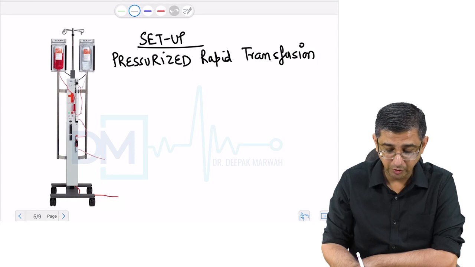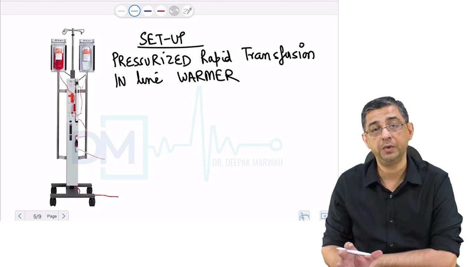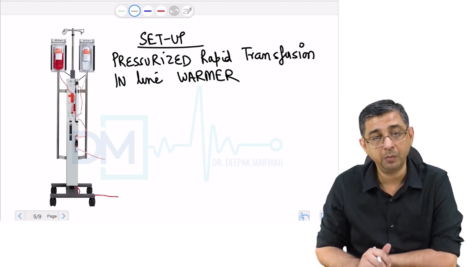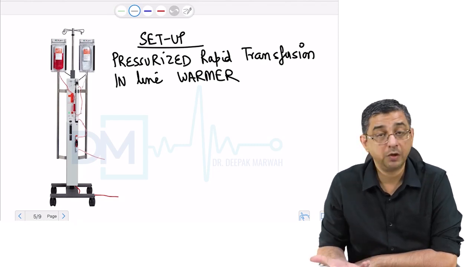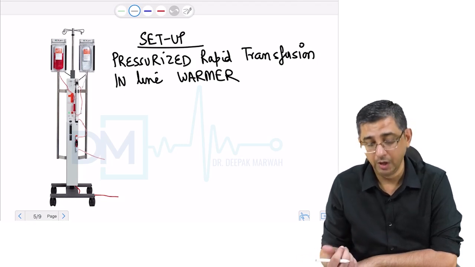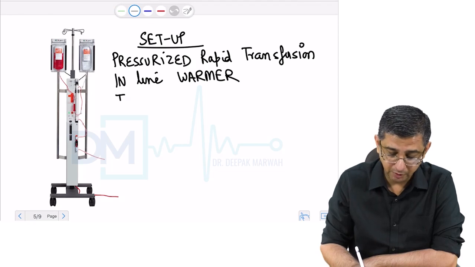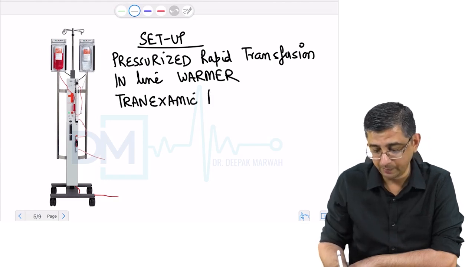The second thing that you need to remember here is that this device will also have an inline warmer. So the problem of hypothermia that I was talking about with blood components can also be negated. And once the hypothermia part is negated, then the coagulopathy part will also be taken care of. And that is what we want. The hemostasis should be achieved in the patient. The clot should get formed. And therefore, to help in that clot formation, clinical studies have shown that we will also use a drug by the name of tranexamic acid.